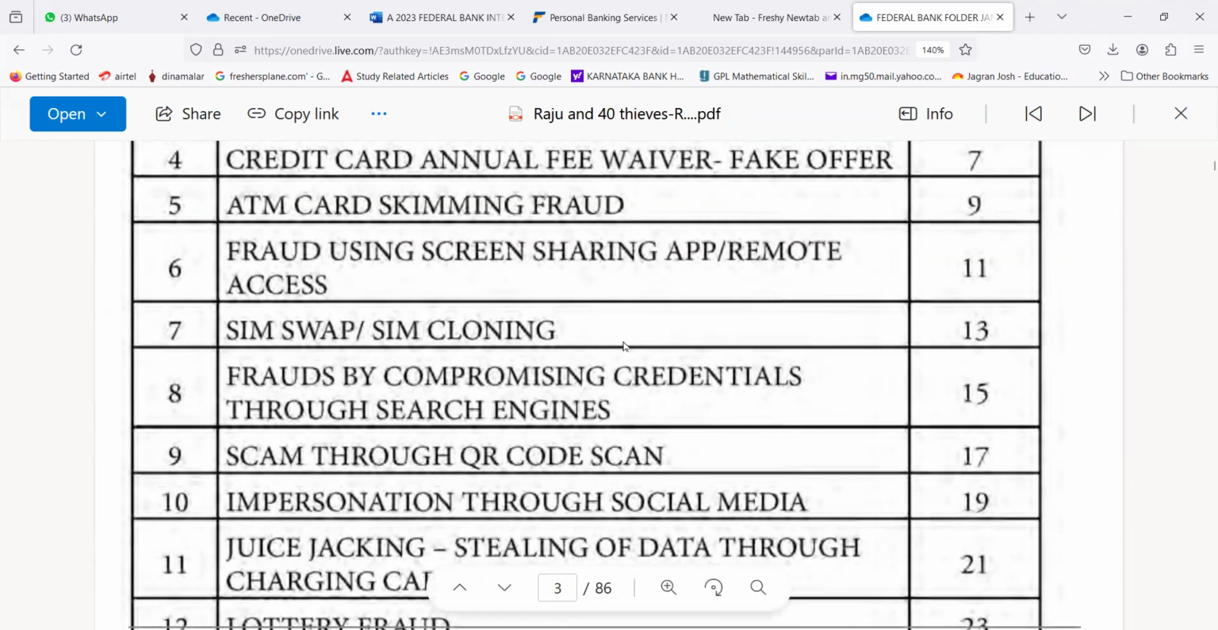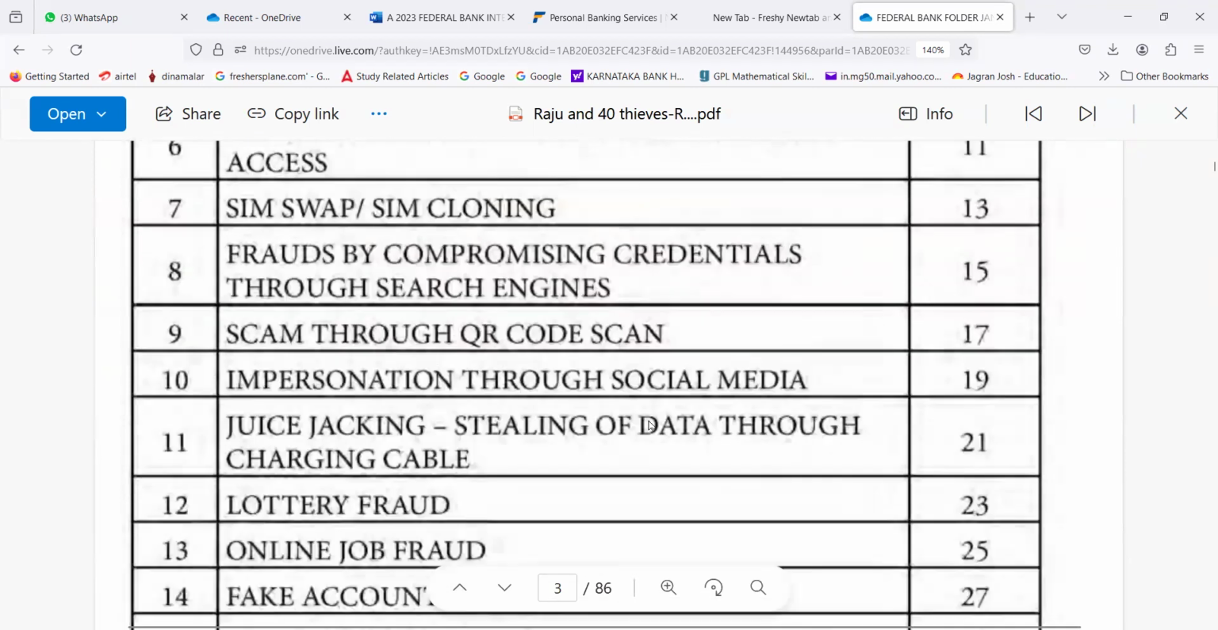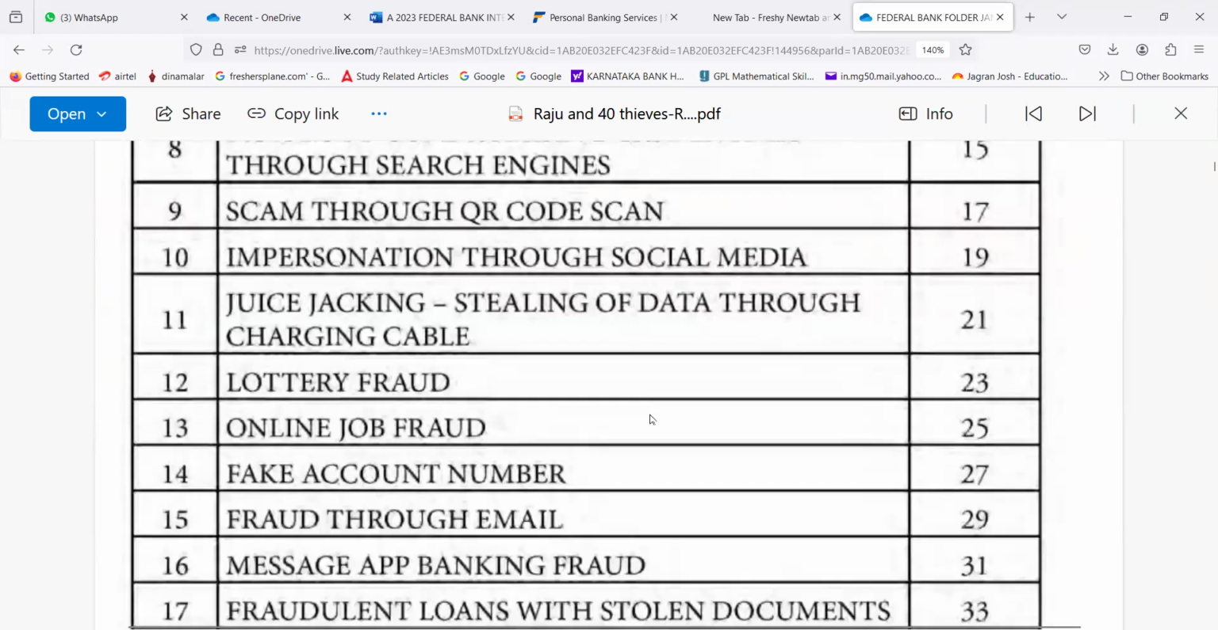Fraud by compromising credentials through search engines. 9. Scam through QR code scan. 10. Impersonation through social media.